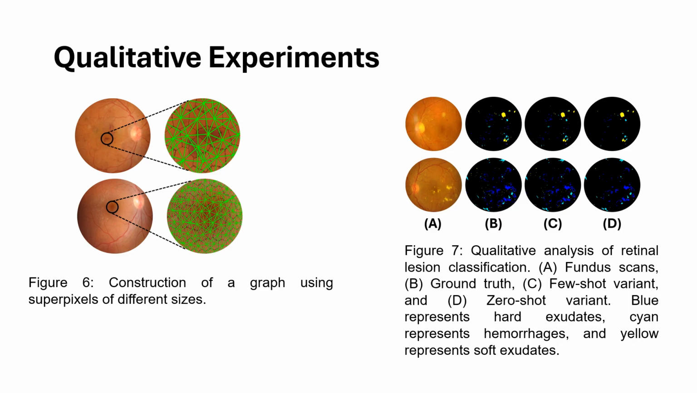We also analyze the results qualitatively. Figure 6 illustrates how accurately the graphs are constructed from superpixels of different sizes using the proposed scheme. Figure 7 shows the classification ability of the proposed zero-shot method, and it shows that the proposed zero-shot method can accurately detect and classify different sizes and types of lesions. A shows the fundus image, B shows the contour overlap on the fundus image, C shows the few-shot method results, and D shows the zero-shot method results.